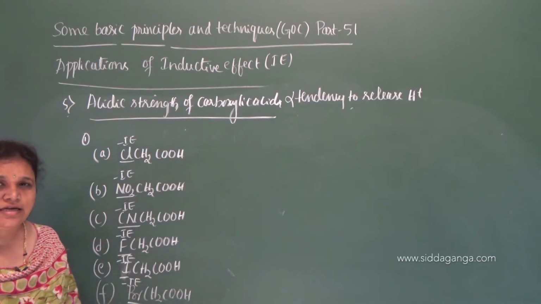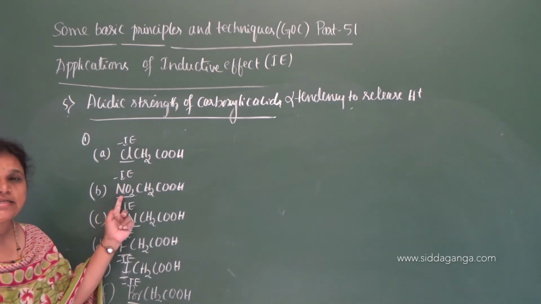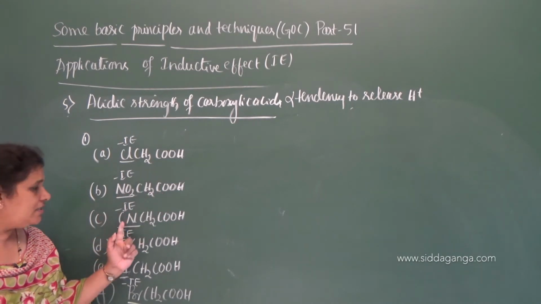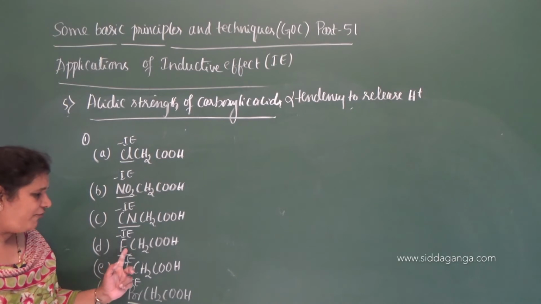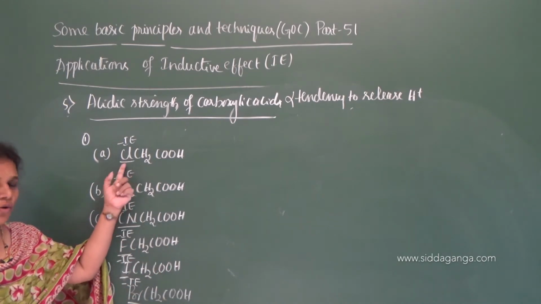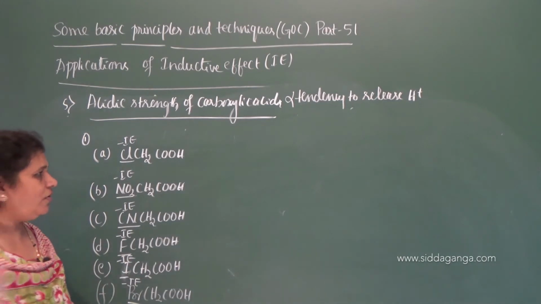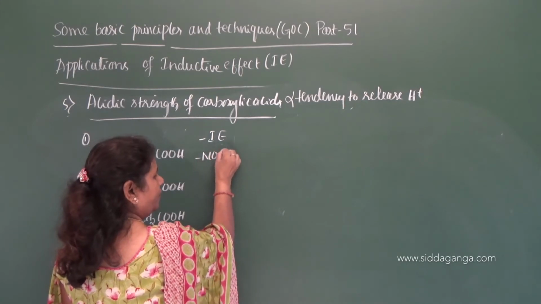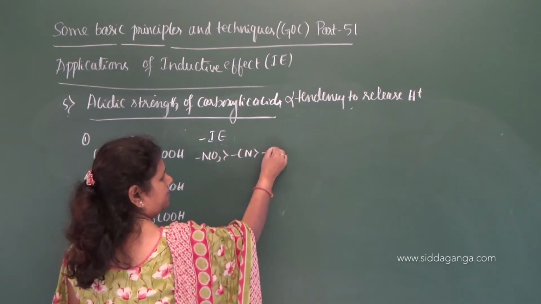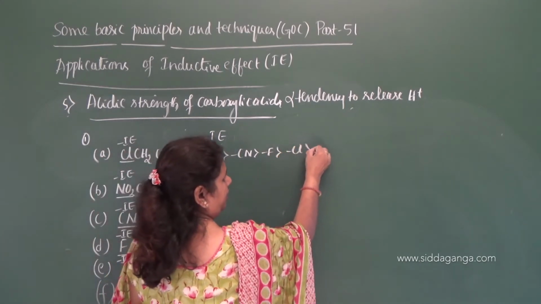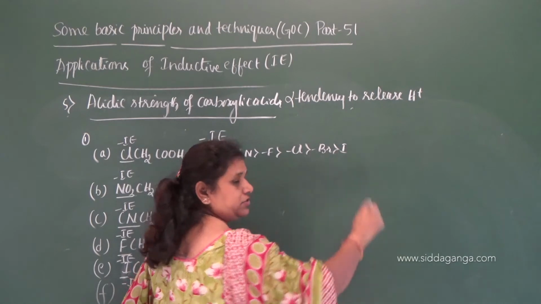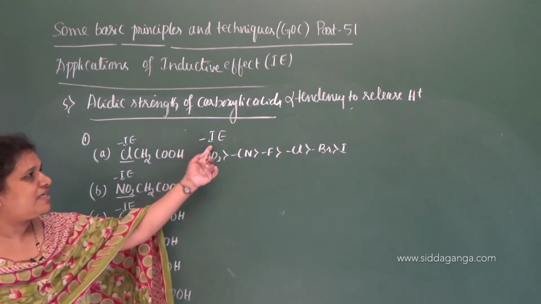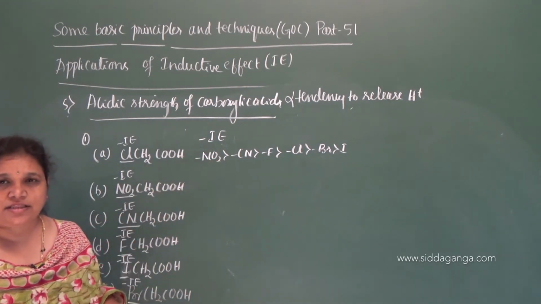Then we need to consider the magnitude of minus I effect. I have given it in a decreasing order already. As we know, NO2 exerts more minus I effect. Then comes the cyano group: nitroacetic acid, cyanoacetic acid. Next comes fluoroacetic acid, then chloro, bromo, then iodine. So this is the order of magnitude of the groups with minus I effect. As the minus I effect decreases, definitely the acidic strength also decreases.